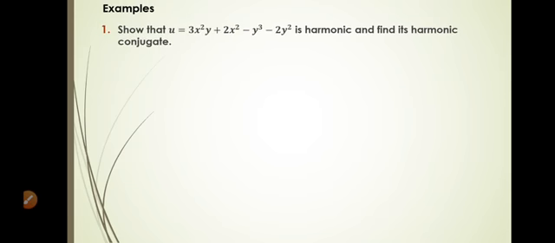Here function u is given to you. It is an algebraic function. We have to show that this function u is a harmonic function and also we have to find its harmonic conjugate. Let us see the solution.